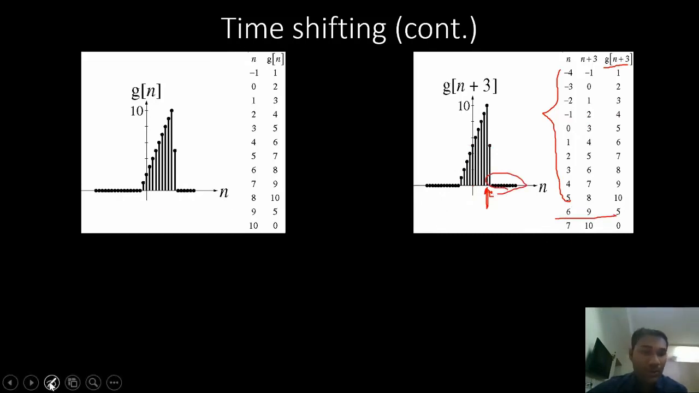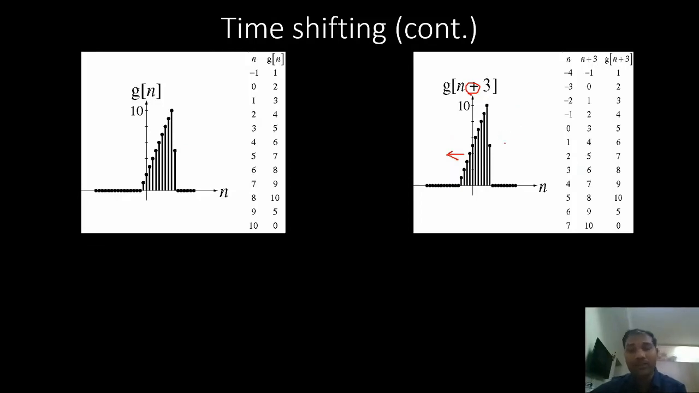So if you look at it, it is just the shifted version of g of n. G of n is starting at minus 1. G of n plus 3 is starting at minus 4. The plus sign indicates left shift. So the entire signal is shifted towards the left side. This is called advancement of the original signal. If there is a minus here, the entire signal will be shifted towards the right side, and it is called delay of the original signal.